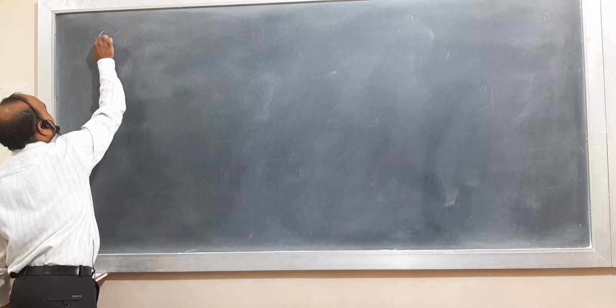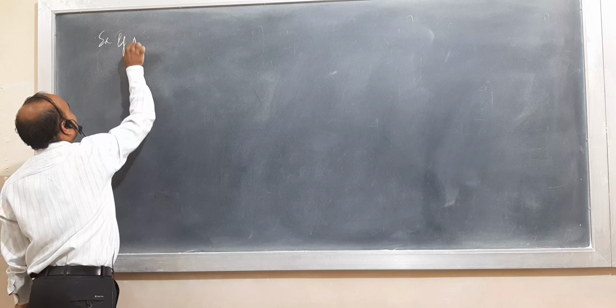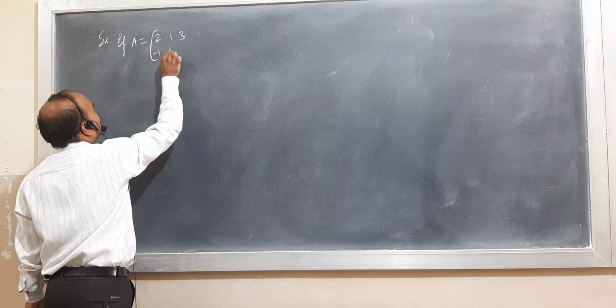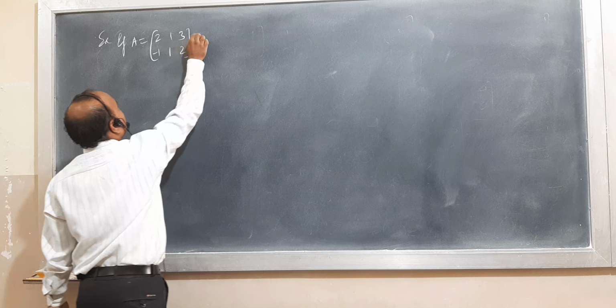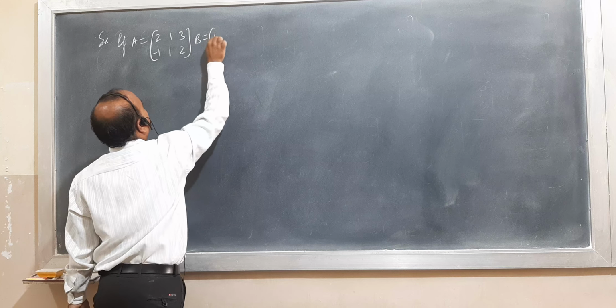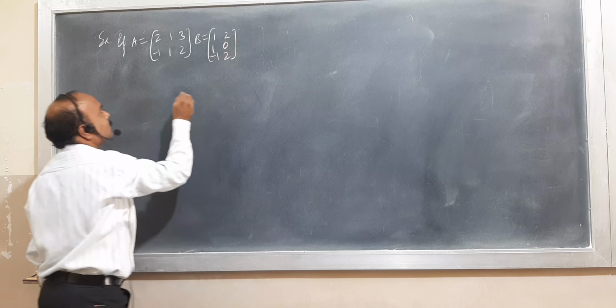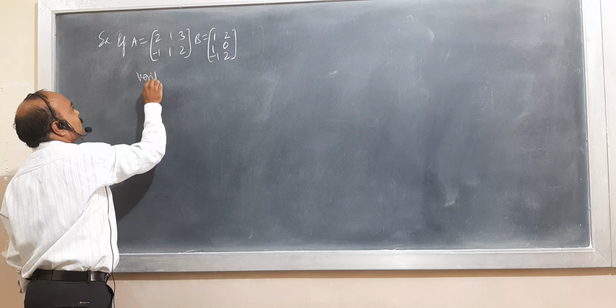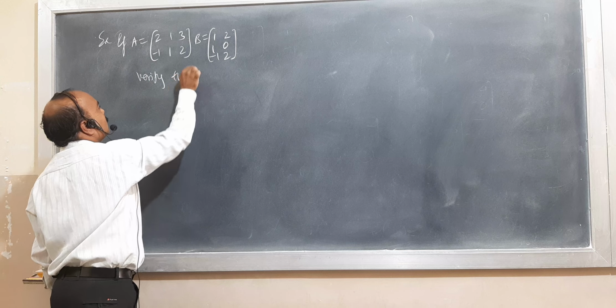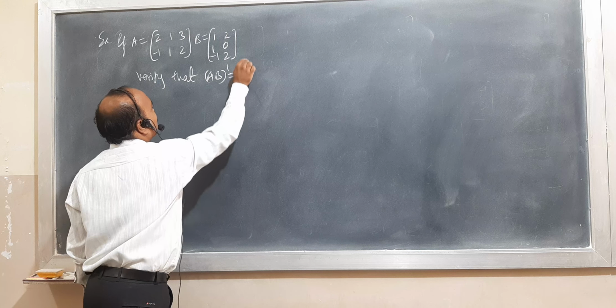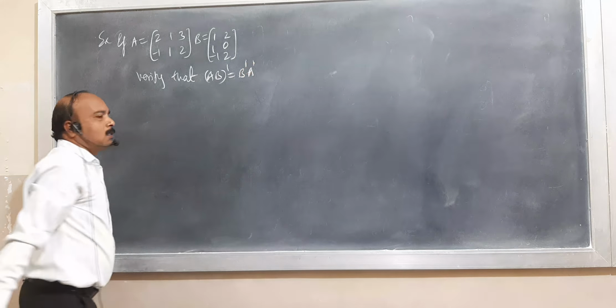Next, go for another example. If A equal to [2 1 3; -1 1 2], B equal to [1 2; 1 0; -1 2]. Verify that (AB)' equal to B' into A'.